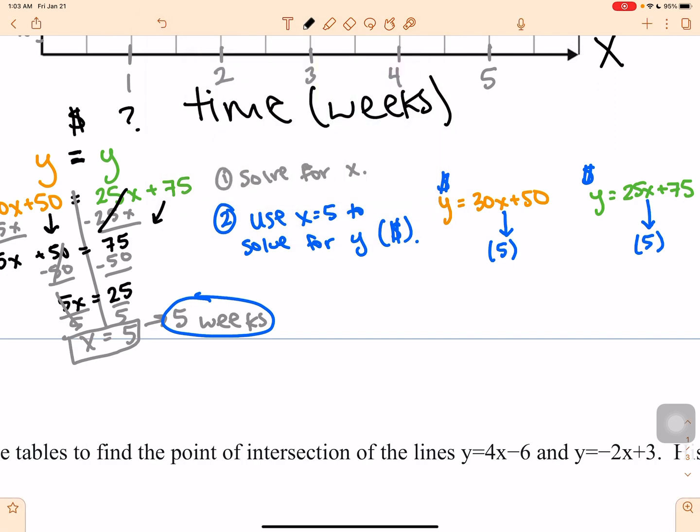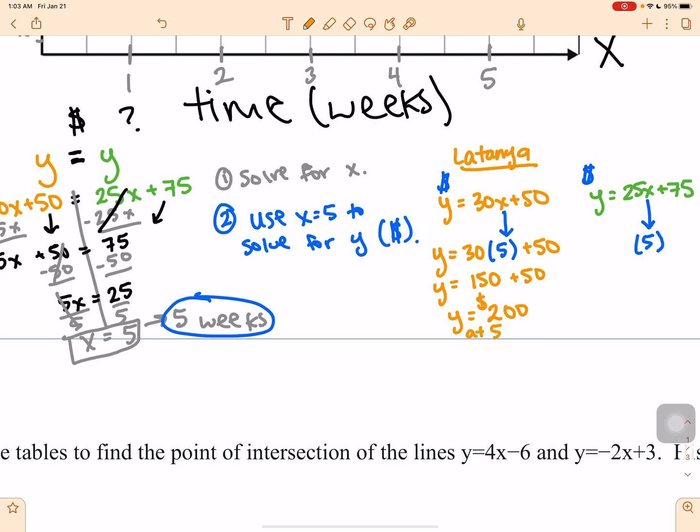Okay? So this will end up being y equals 30 times 5 plus 50. So I'll solve this one first, and then I'll do George's. So this is LaTanya. How much money she'll have at 5 weeks. Okay? So this would be y equals 150 plus 50, which equals 200.